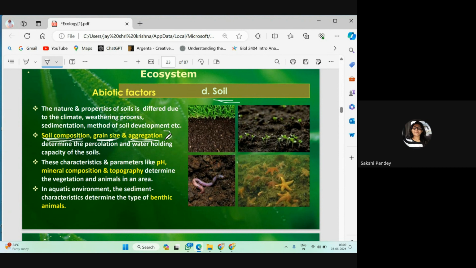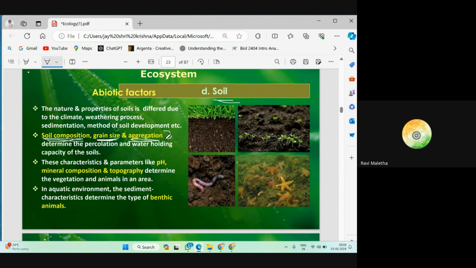Sir, Soil, can you explain this aggregation again? Aggregation means, what is aggregation in general terms? Aggregation means how we are connected with each other. Connection. So how soil particles are connected with each other, this is known as aggregation.